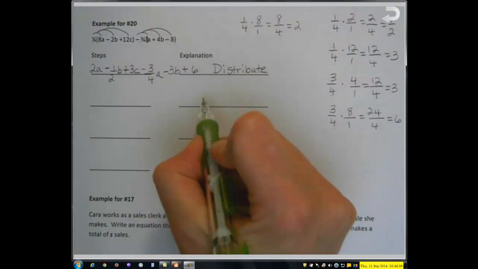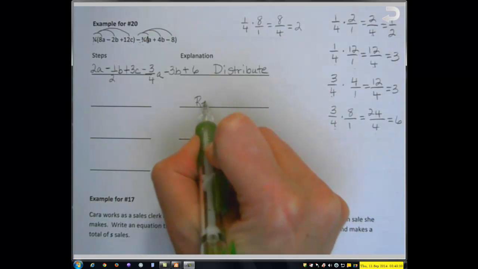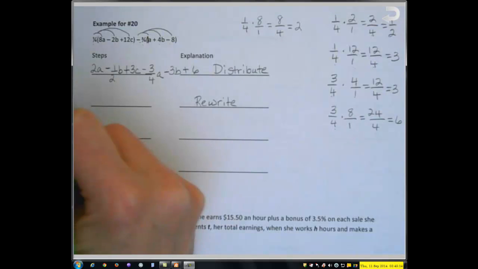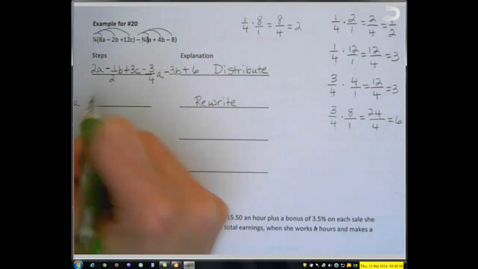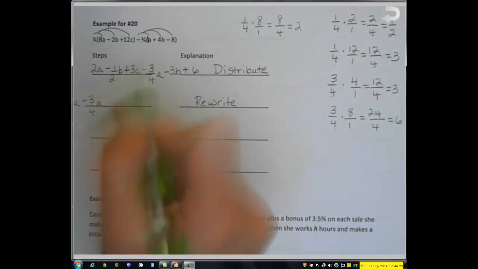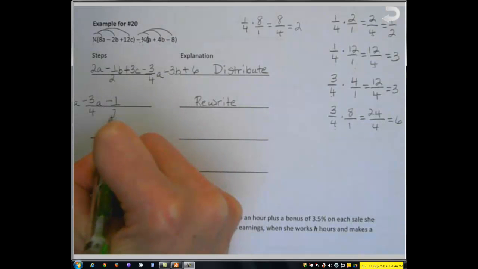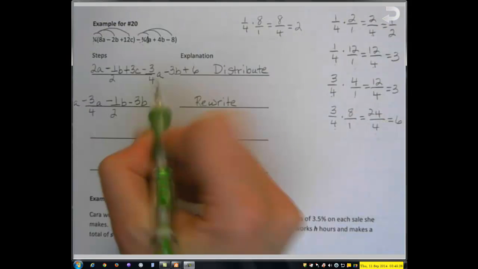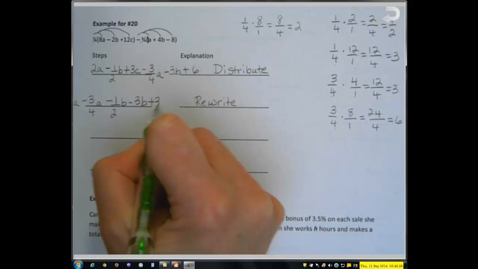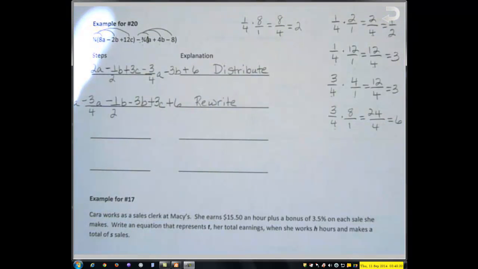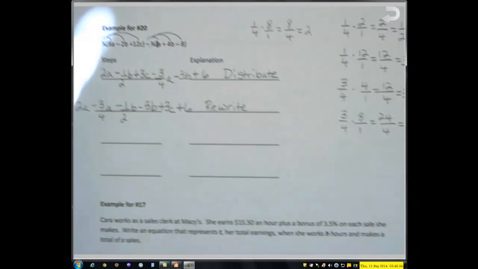Now, just like in our first example or our second example problem, we need to combine like terms. And the first thing we'll do before we combine like terms is to rewrite the problem so that the like terms are next to each other. So we have 2a minus 3 over 4a. We have negative 1/2 b minus 3b. And then we have plus 3c and plus 6. They do not have any like terms to go with them.